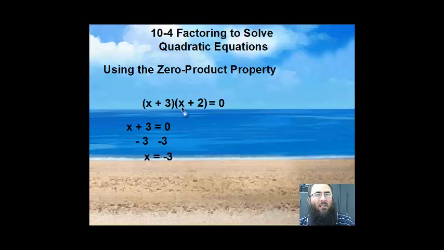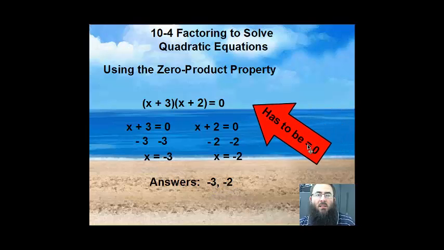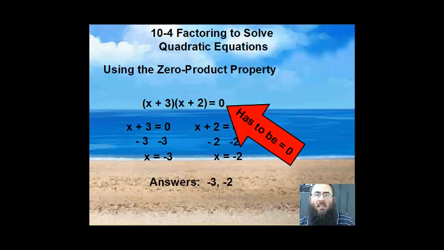Well, what about on the other side? You can probably look at it and guess, but just to be thorough, we'll set it up as an equation. x + 2 = 0. Subtract 2 from both sides, and you get x is equal to negative 2. So what you've just done is you've told me where a parabola is going to cross the x-axis. It would cross at negative 3 and at negative 2. Please be sure that this is always set equal to 0 before you start your problem.